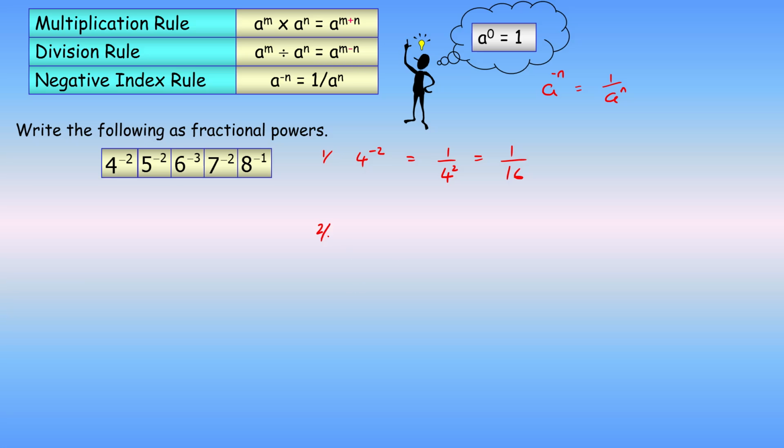So question 2, we've got 5 to the power of minus 2. We can write that as 1 over 5 squared, which is equal to 1 over 5 times 5, which is 1 over 25.